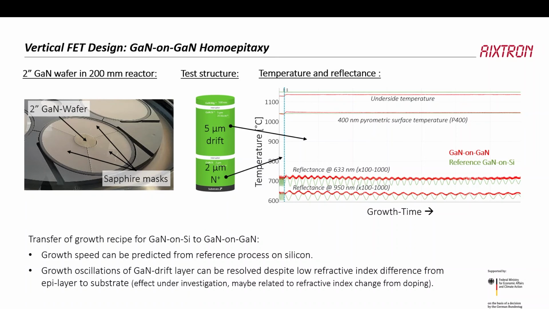You can see that actually the growth rate is the same, and this oscillation is indeed coming from the layer that is grown. So this is very early results. I can't show much more of this, but just to show you that we're working on this as well, and it's interesting to see what's coming out of it.